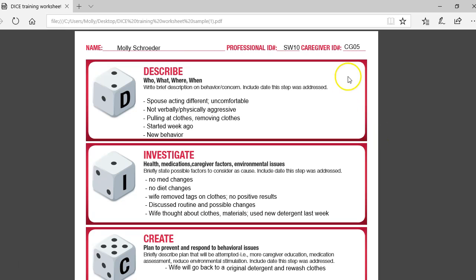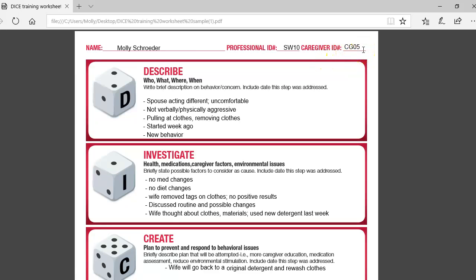So first you will see at the top I have put in my name. An example of a professional ID number I gave myself was SW10. Now you have your own professional ID number that was assigned to you at the training last month. We have that number on record, so do not be concerned if you do not have that number. As long as we have your name, we can fill in that number for you.